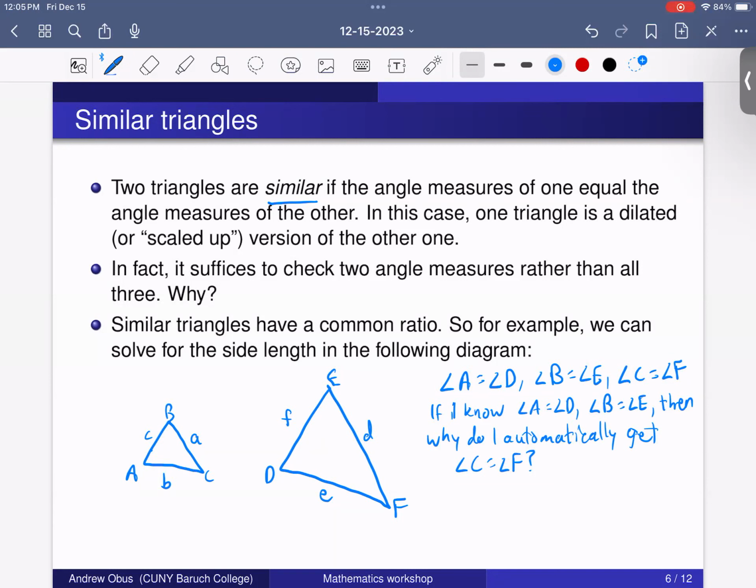So anybody tell me, if I want to know whether 2 triangles are similar, I have to check that the 3 angles each match. So A and D are the same, B and E are the same, and C and F are the same. But let's say I just know that A and D are the same and B and E are the same. Why can I automatically conclude that C and F are the same? So this is this question here. I claim that I don't have to actually check all 3 angles. It's good enough to just check 2 angles.